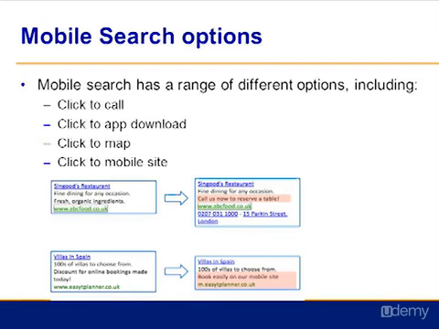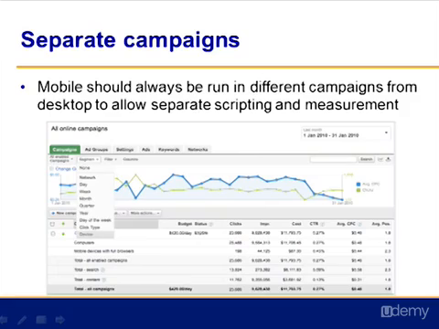Or you can use it to download an app. Or you can take somebody straight through to a map. Or you can take them through to your mobile site, of course. But it's important with mobile that you actually do run it separately. And the reason for that is that it's important to enable to measure and understand. Because we know that mobile intent, mobile activity is different, unless you can keep it as a separate campaign, you will never understand how to optimize that.